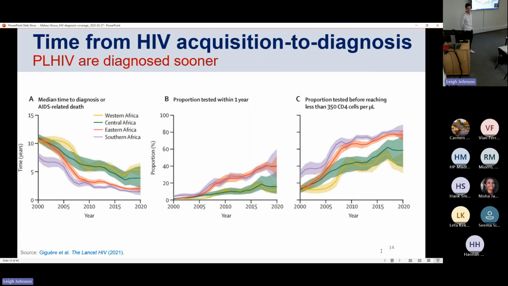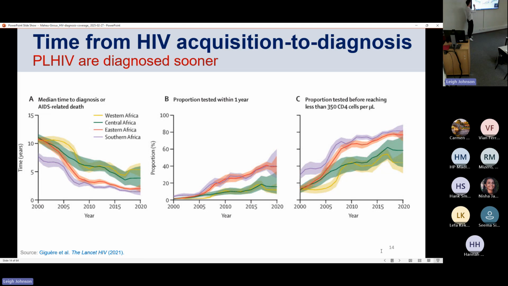We can also look at time from HIV acquisition to diagnosis. So this is a metric that can be interpreted like life expectancy. So for example, life expectancy in South Africa in 2025 is calculated from the age-specific mortality rates in the year 2025. And we assume that if you were born that year and exposed for the rest of your life to those 2025 mortality rates, you would have a life expectancy of 70, 80, 85 years, whatever the age-specific mortality rates are. So this is what we did here.